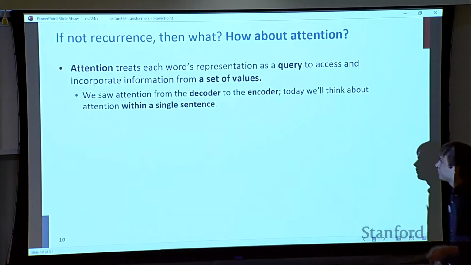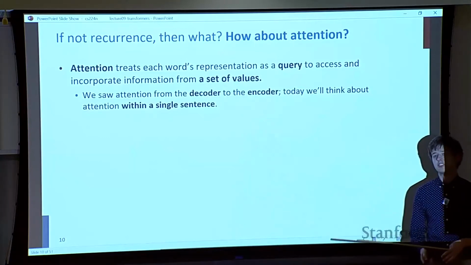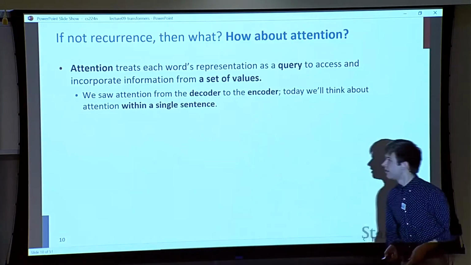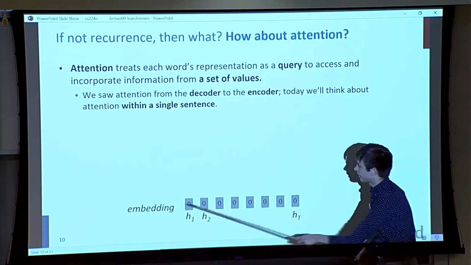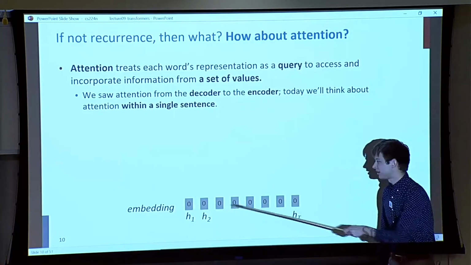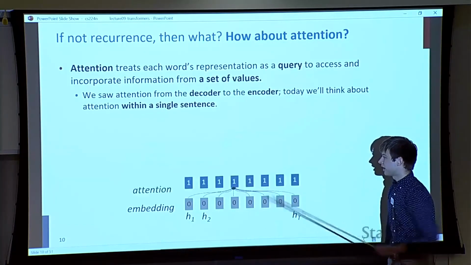And today we'll think about, instead of attention from the decoder to the encoder, attention within a single sentence. So just a very quick picture of it. You've got your embedding layer again. I'm putting the computational dependence counts here. So all of these can be done in parallel for the embedding layer again.